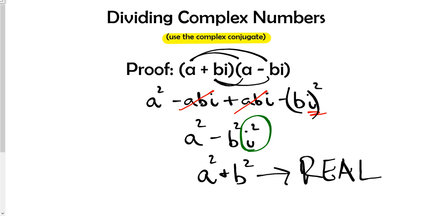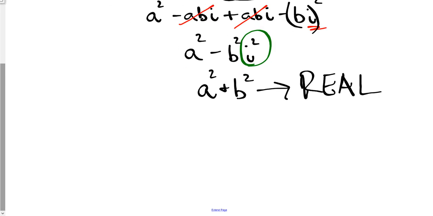Okay, and why is it important when we're doing division that we end up with a real number somewhere? That comes from the following illustration. Now, I realize that we're all doing digital learning right now, but I'm going to try and illustrate this for you.